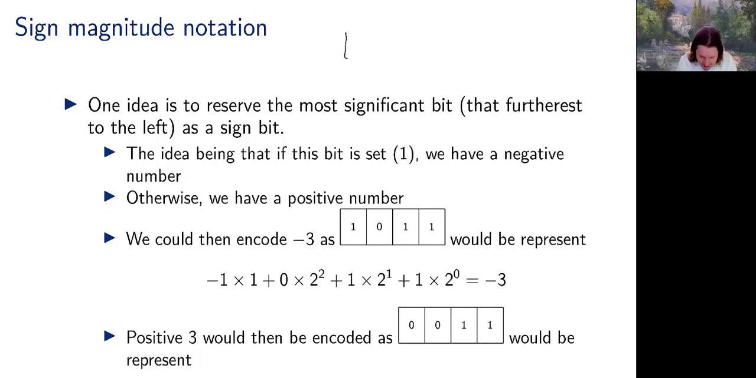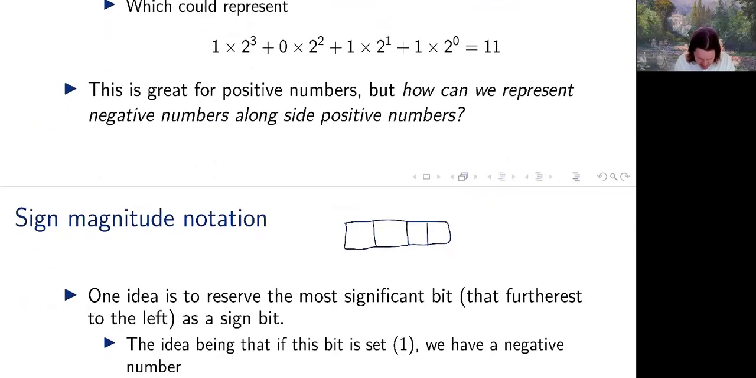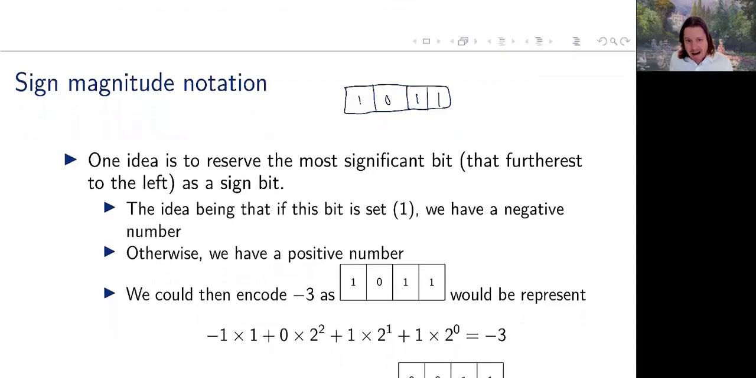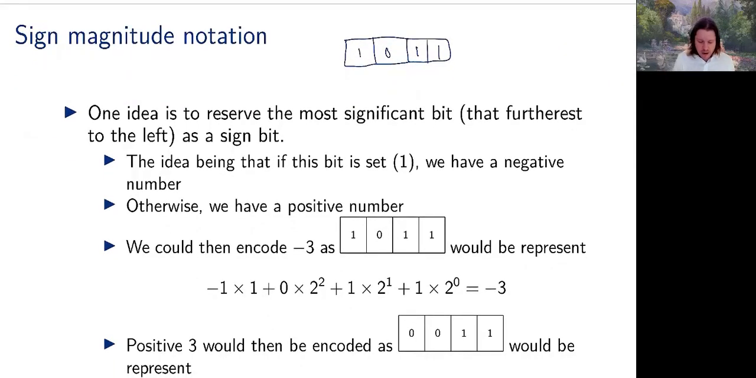So if we had our old friend from the previous slide, 1, 0, 1, 1, when using sign magnitude notation, this no longer encodes 11. Instead, this most significant bit is simply a sign bit. If that bit is set to 1, it's a negative number. If it is set to 0, it is a positive number. Where the value is actually stored, I'll use Aggie maroon, is here.